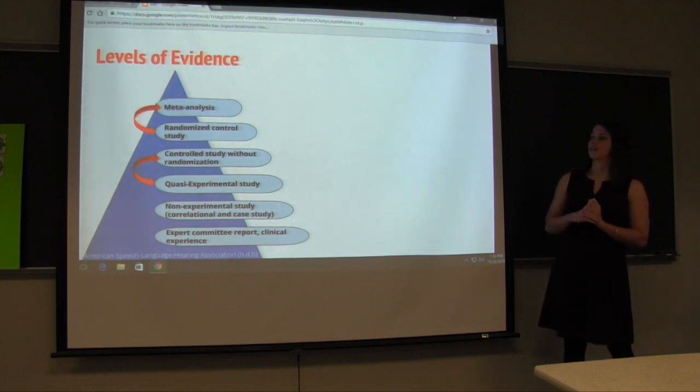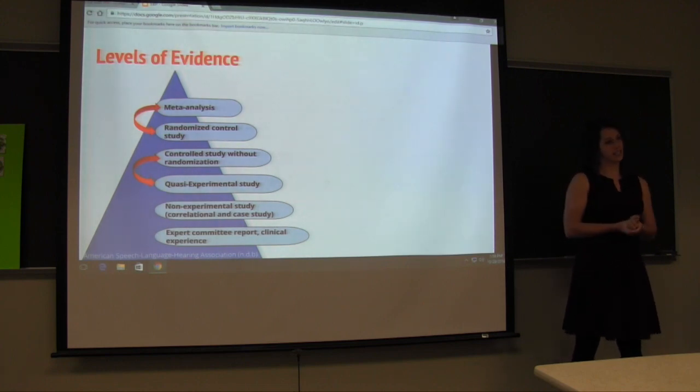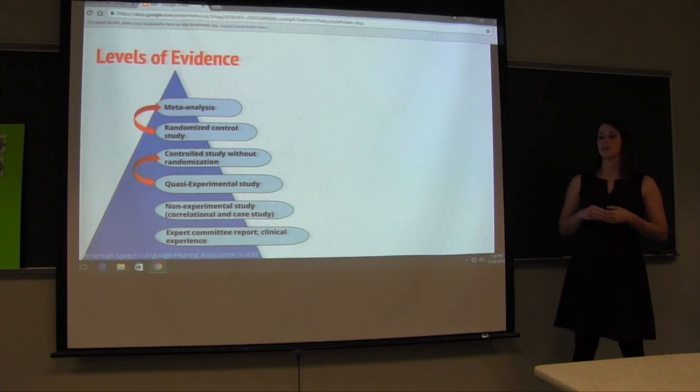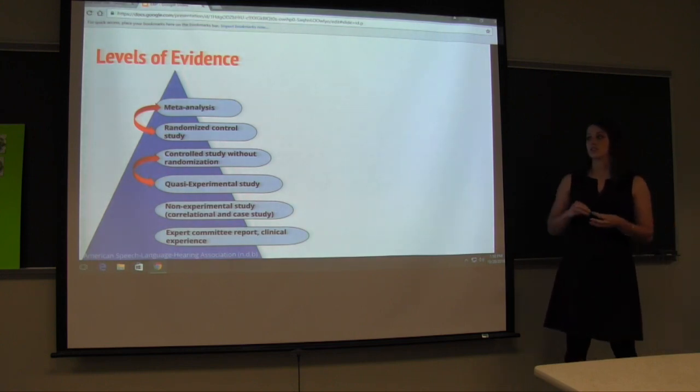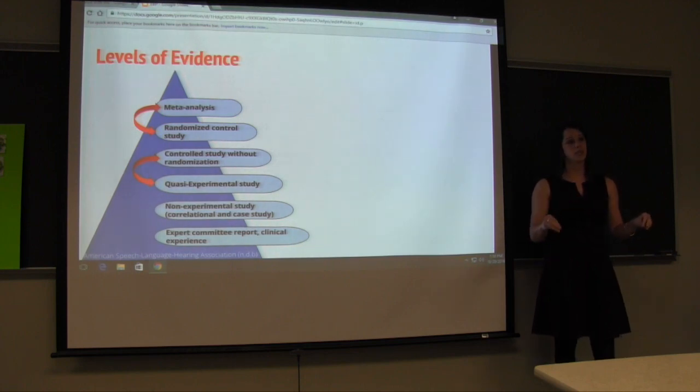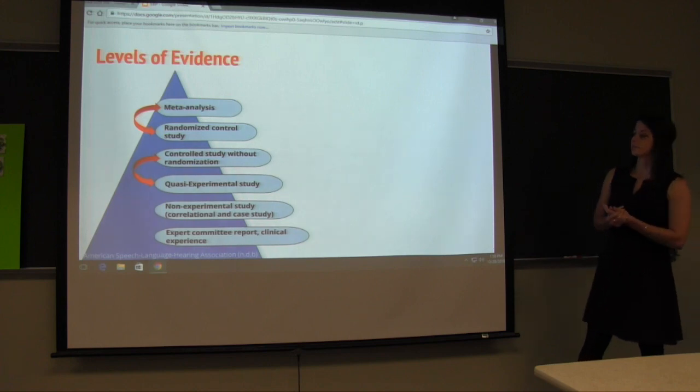The next level down is the controlled study without randomization and quasi-experimental studies, and these are very similar to randomized control studies, except they don't have that element of randomization. So the researchers either knowingly place participants into groups, or they are placed into groups based on convenience.